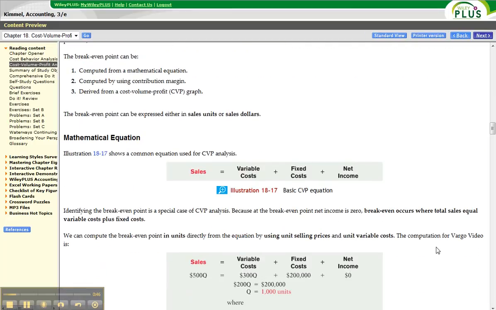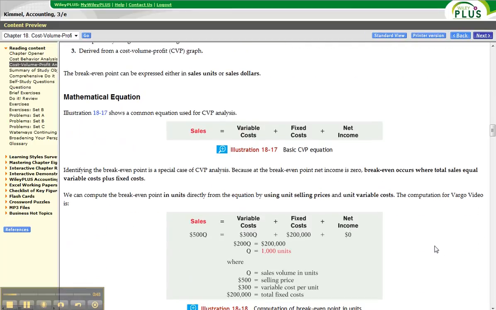First, using the mathematical equation. This is two ways to get to the same thing. Using the mathematical equation, you can see what we just talked about. Sales equals variable cost plus fixed cost, plus net income, really. The break-even point would be the point at which sales equals these two things and net income is zero.